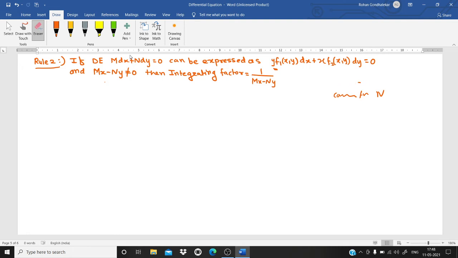In homogeneous, what is expected? Your differential equation has to be homogeneous. But in the second rule, what is expected? We should be able to get y common from m and x common from n. Clear? Now, what is the linkage between the rule 1 and the rule 2? Once you understand that the given differential equation is not exact, we must check whether it is homogeneous and mx plus ny is non-zero. If either of the conditions fails from the rule 1, then only we switch to the rule number 2. So let's start one example which elaborates in detail.